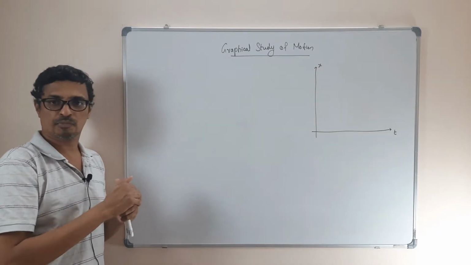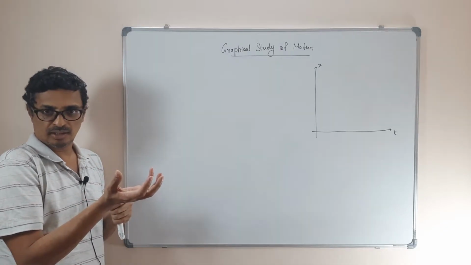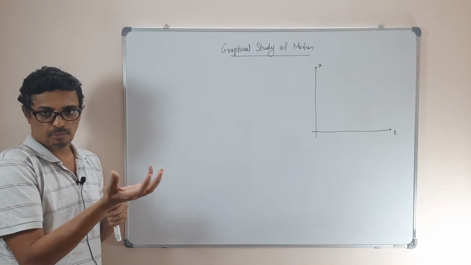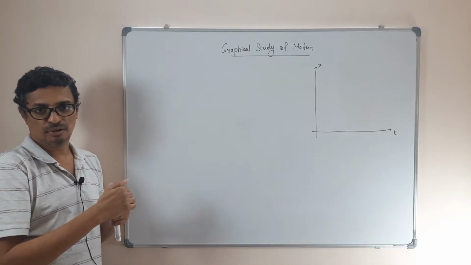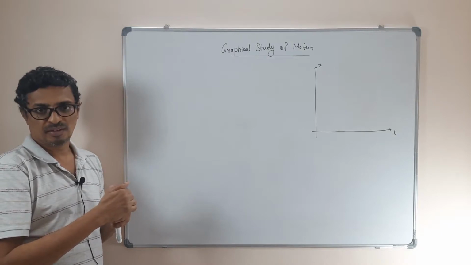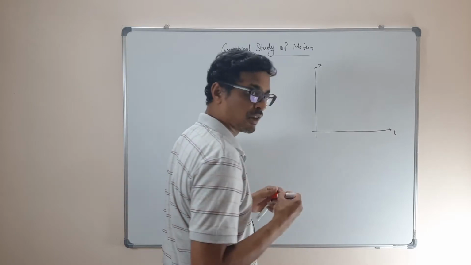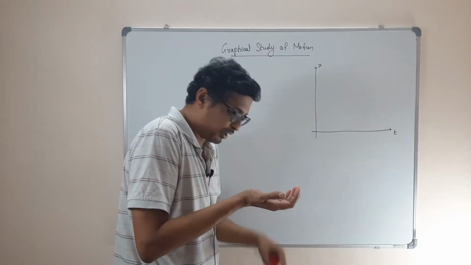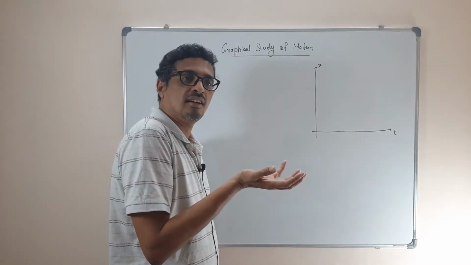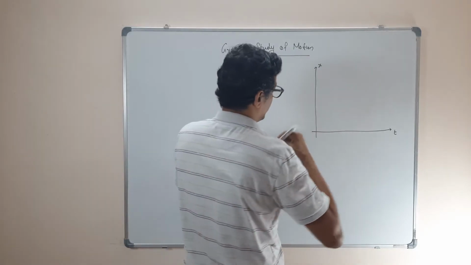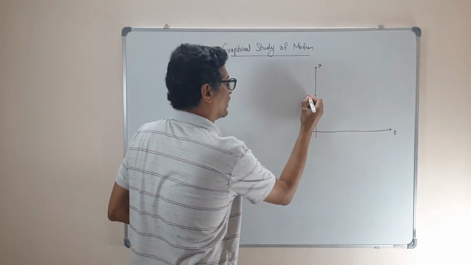Now, I'm holding the ball. Is the ball moving? I'm holding the ball here. In the graphical representation, how will you represent it? On the y-axis, what will that be? Maybe the height is around 1.5 meters from the origin. Correct. So I call that some x1.